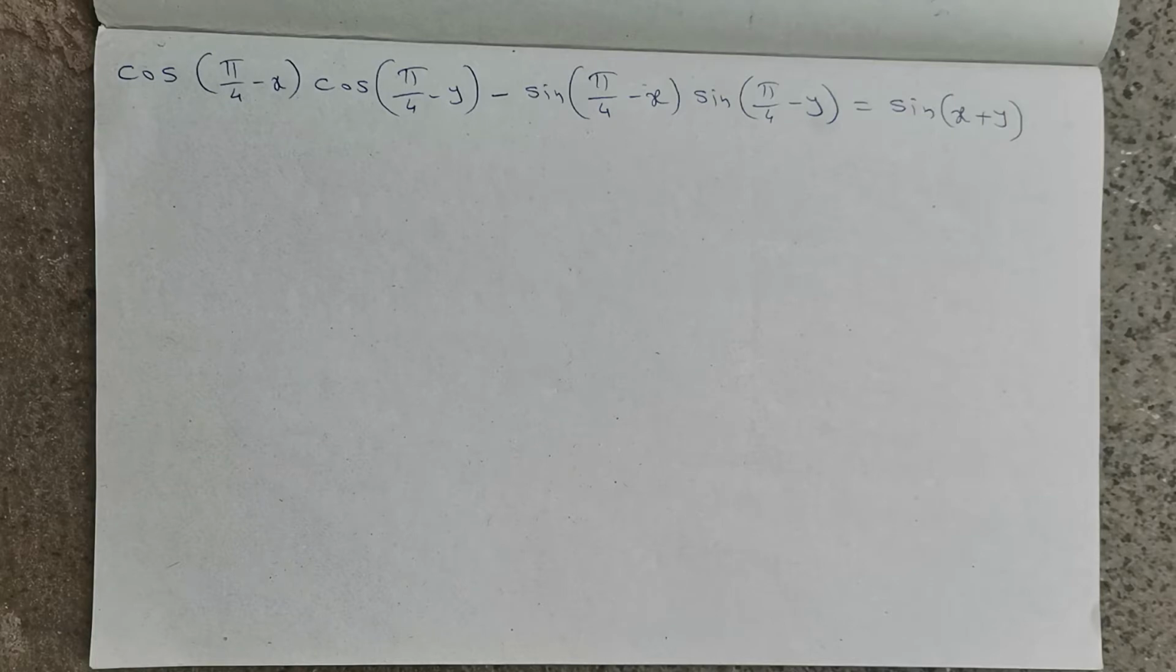So the question is, show that cos of (pi by 4 minus x) into cos of (pi by 4 minus y) minus sine of (pi by 4 minus x) into sine of (pi by 4 minus y) is equal to sine of (x plus y).